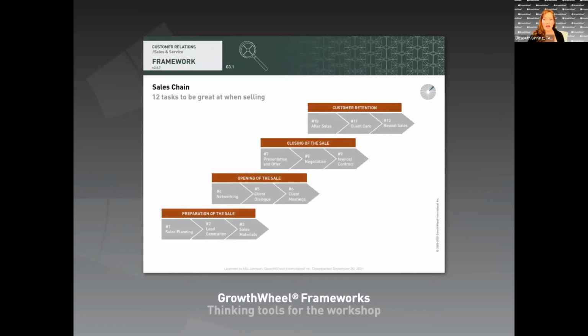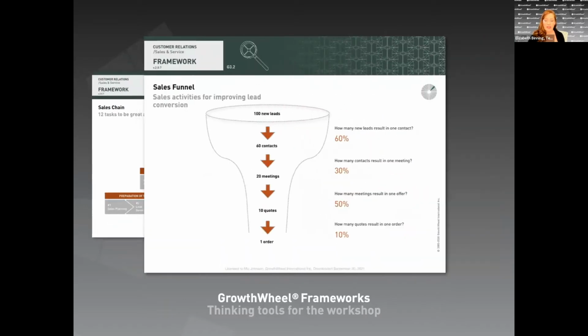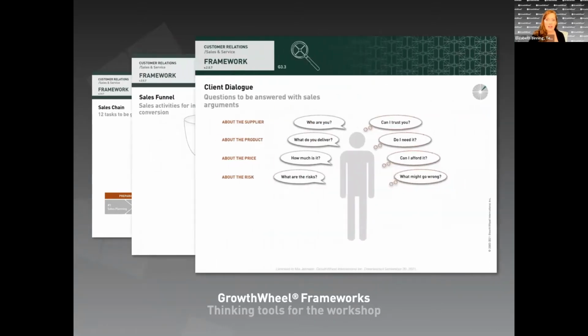We have a framework that's going to help you think through those 12 steps in a sales chain. You'll also take a look at a second framework about the sales funnel. How many customers or clients do your clients need in their pipeline or funnel to get enough sales? And then we'll take a look at a third framework about having a dialogue with their customers. So what are your clients' customers skeptical about? What do we need to take a look at?